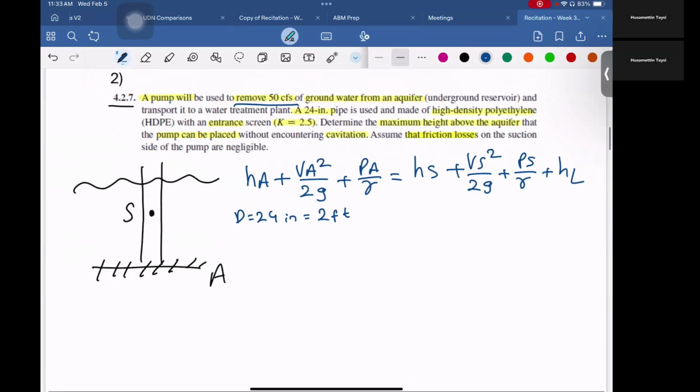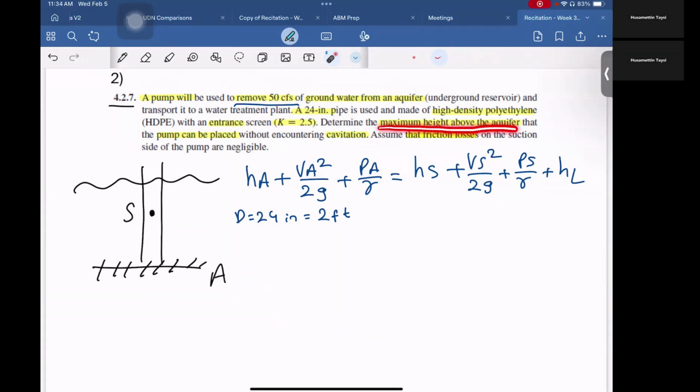Okay, let's continue with the second question. Here we have a pump that we will be using to remove 50 cubic feet per second flow rate of groundwater from an aquifer. And the diameter of the pipe is 24 inch. And we have an entrance screen, which has a loss coefficient of 2.5. And we need to find the maximum height above the aquifer that the pump can be placed without encountering cavitation. And we are assuming that the friction losses on the suction side of the pump are negligible.